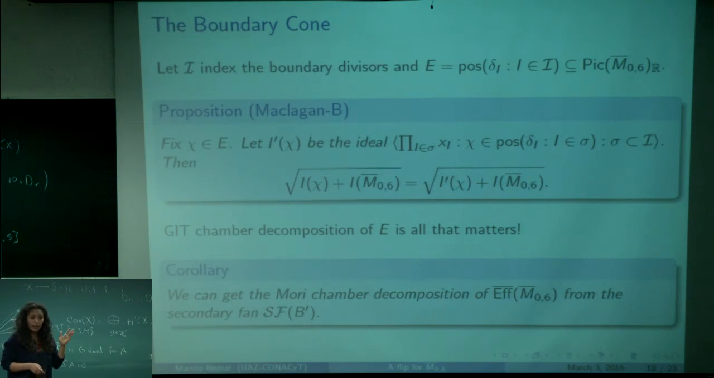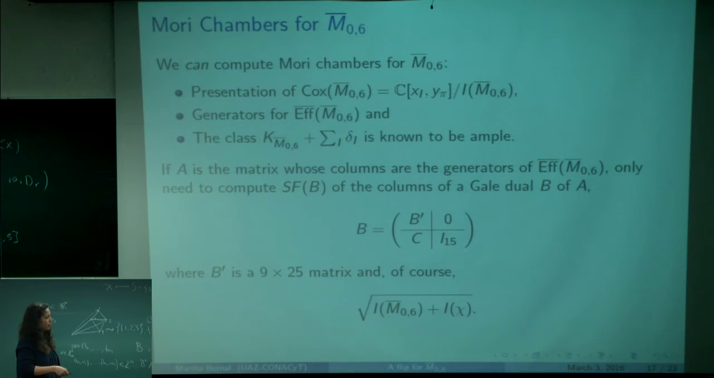So we will do it when my son gets to his PhD, because the computer is just simply not able to compute the secondary fan. But we don't get into despair, because we have this proposition. We don't need the whole effective cone, we can do it with only the boundary cone. So the GIT chamber decomposition of the cone spanned by the boundary is the only thing that matters. And we can get the Mori chamber decomposition of this thing from the secondary fan of the matrix B prime we have here.